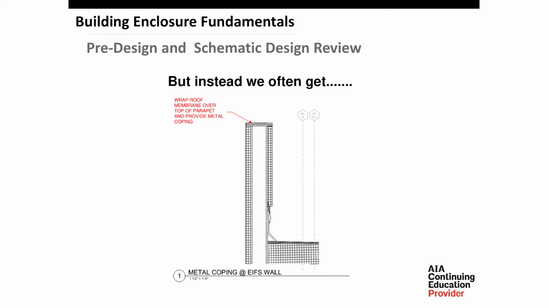And the building enclosure commissioning provider gives us this comment about providing the roof membrane up and over the top of the parapet. That's a valid comment. That is what they should be doing. That's not everything that we should be doing here, but it seems that that's what we always get.